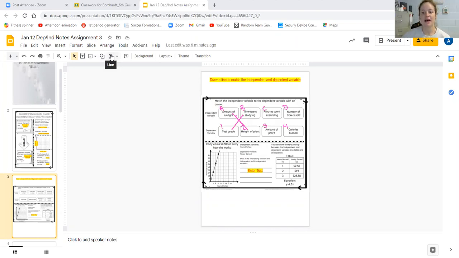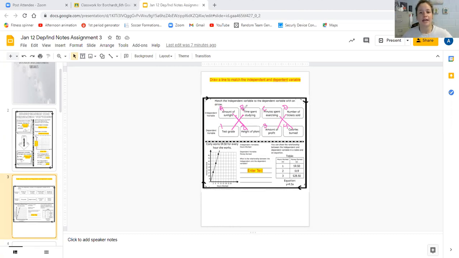All right. So if we're looking at the next one, minutes spent exercising. Okay. What depends on the minutes exercised? Maria. Calories burned. Very good. Our calories burned. Okay. And that leaves our number of tickets sold. What is depending on the number of tickets sold? Yes, Andrew. Camden, tell me. Amount of profit. Very good. The amount of profit. Okay.